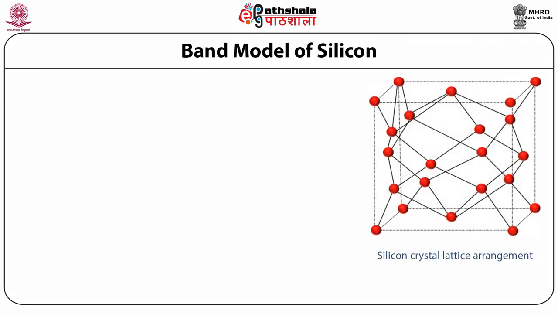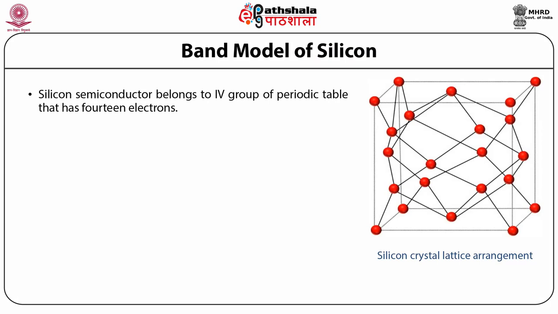Band model of silicon. The silicon semiconductor belongs to the fourth group of the periodic table and has 14 electrons, out of which the outer four can be given to, accepted, or shared with another atom. These four electrons are called valence electrons. Hence, in order to form a solid, many silicon atoms can bond together through their valence electrons.